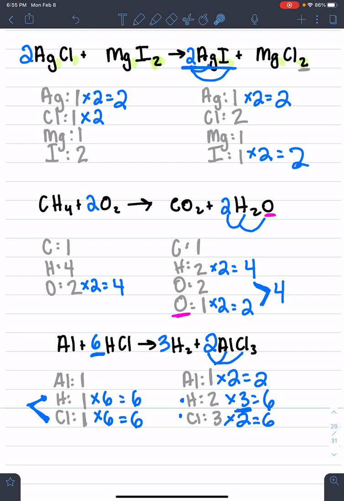If we're looking at our work, we'll see our Cl's are 6 and 6, our H's are 6 and 6, but our Al is 1 and this Al is 2. So we actually have to multiply this Al by 2 on this side. Make sure you put it up front to get 2. And so that is your answer.